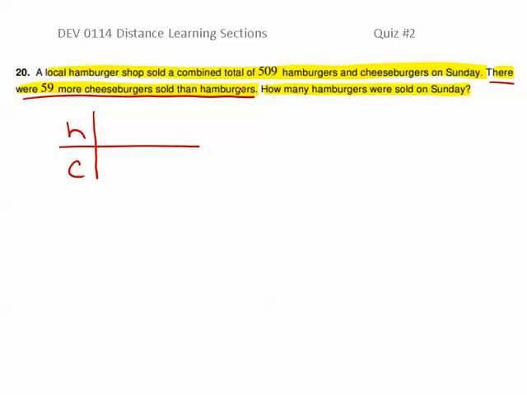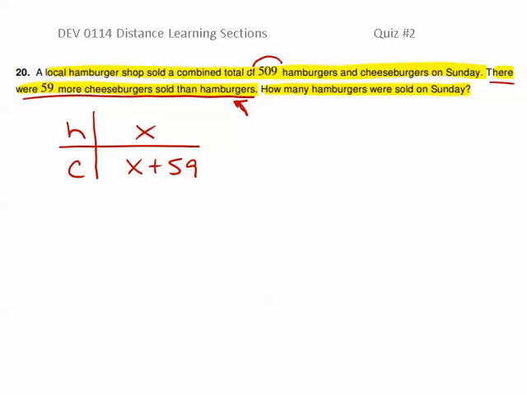So what do we know the least about in this example? That would be hamburgers. Remember, X is almost always what comes second when you're reading the relationship part within the problem. So hamburgers is X. How do we say 59 cheeseburgers more than X? That would be X plus 59.